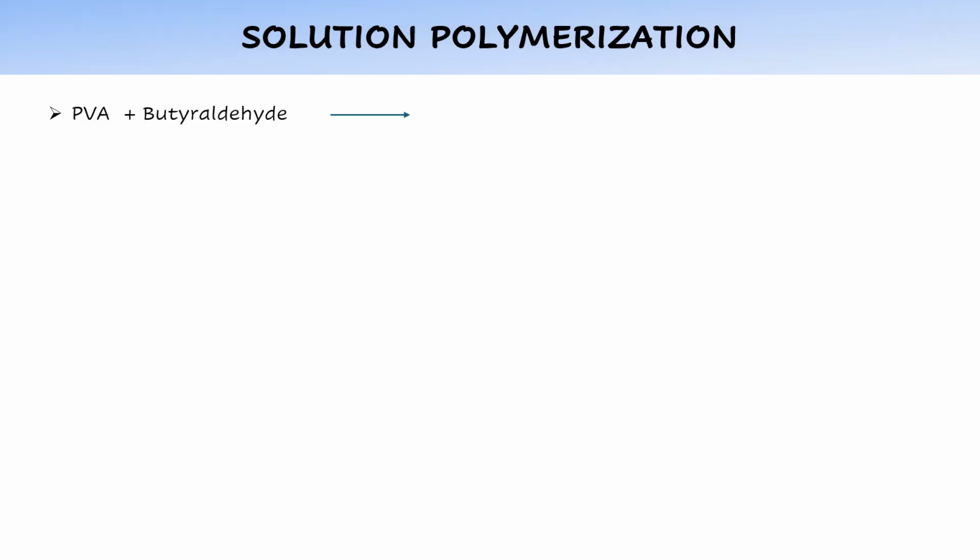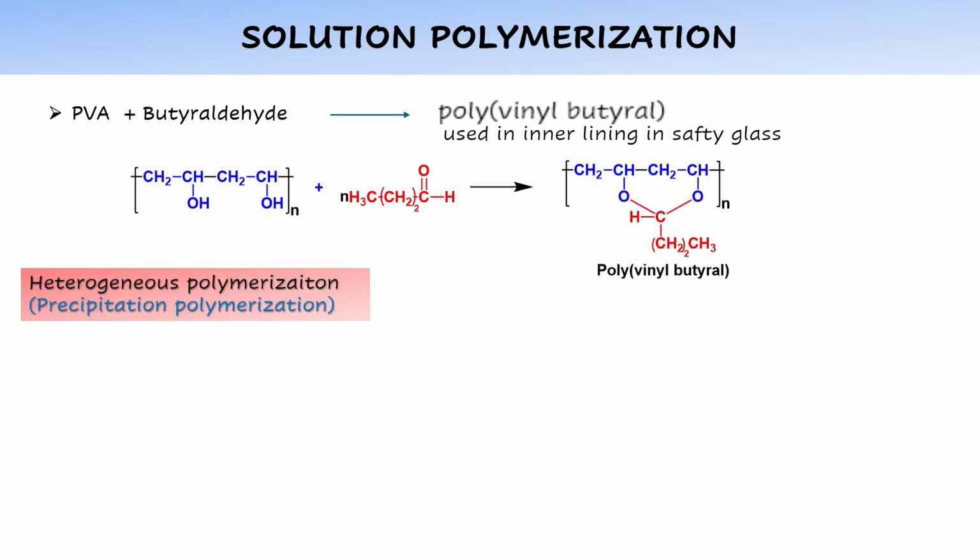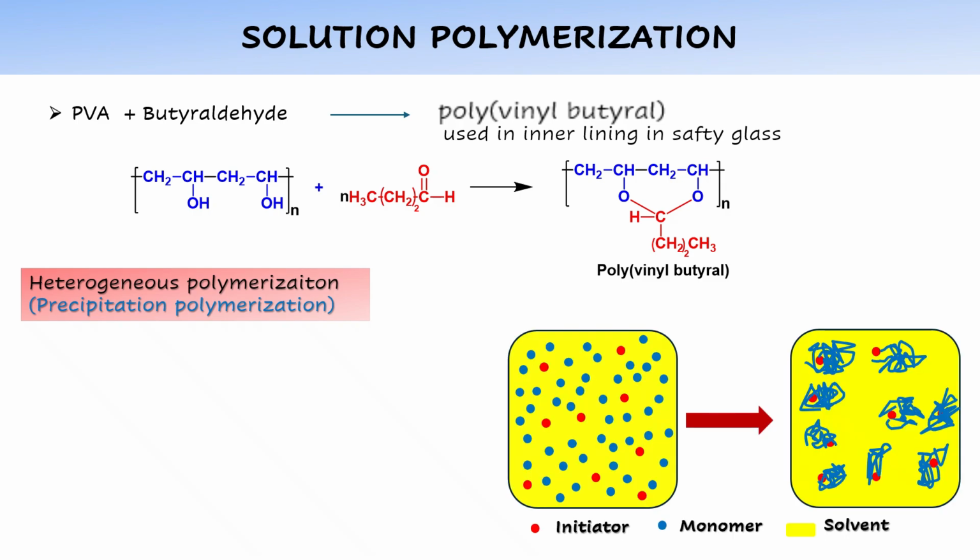Once we have polyvinyl alcohol, we can react it with butyraldehyde to form polyvinyl butyral. This reaction is essential in producing the inner lining of safety glass. Let us talk about heterogeneous polymerization. This is also called precipitation polymerization.